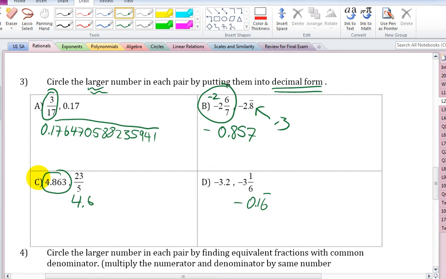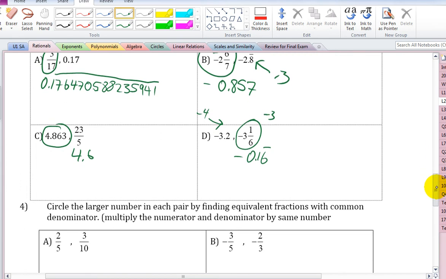Which one are you going to circle for D? Melanie? Negative 3 and 1 over 6. Yeah, that one would be bigger. Okay. This one here is closer to negative 4. This one's closer to negative 3. All right, so it's larger. Okay. So when you get to negative, slow down, take some extra time.